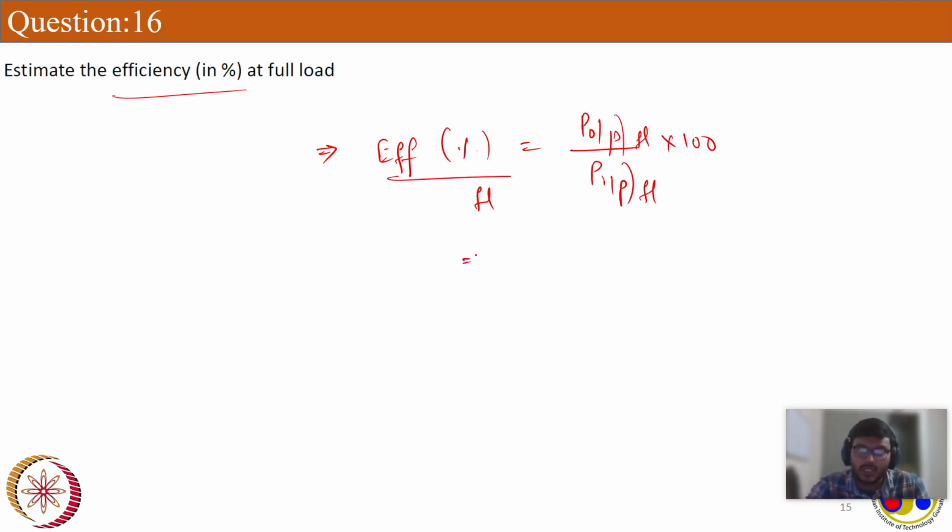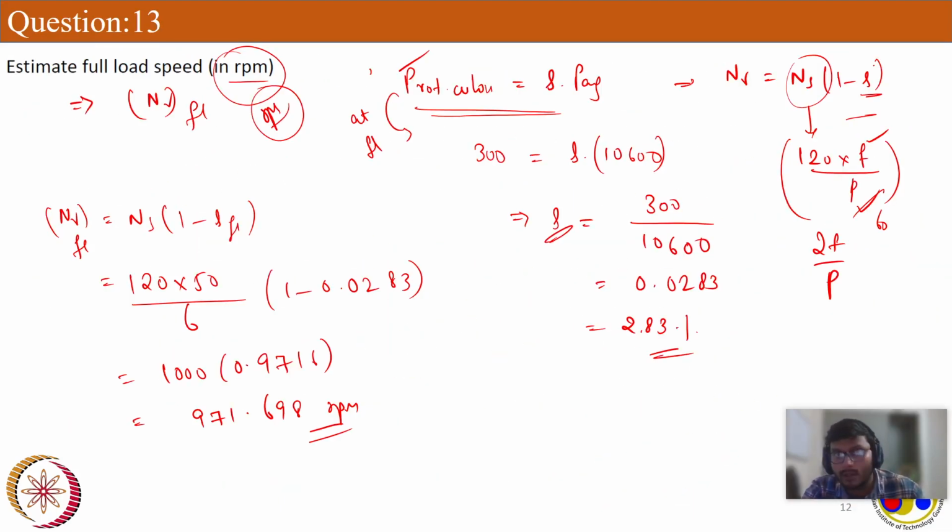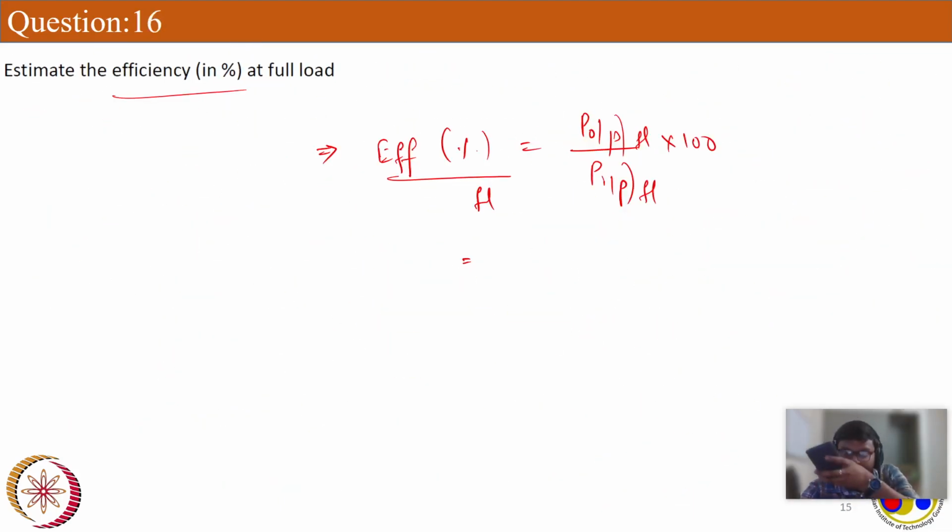So let's go back to the question. If you see, it is a 10 kilowatt motor, that's the output power, and input power at full load is 12 kilowatt. So you can see 2 kilowatt you are losing for all the losses in the machine. That's what decides the efficiency. So output power is 10 kilowatt, input power is 12 kilowatt at full load condition, into 100 gives you the percentage. So how much is this?